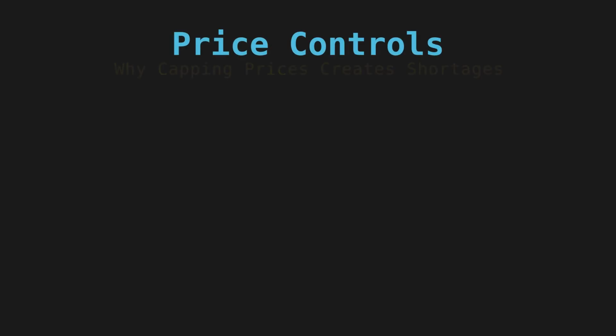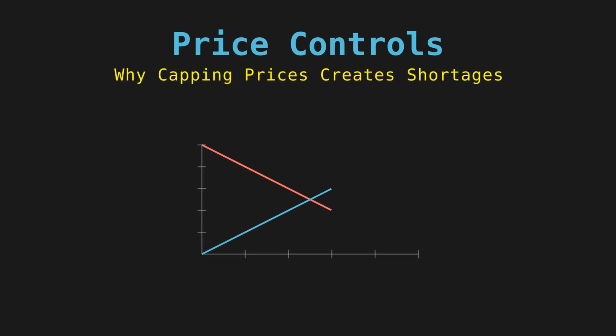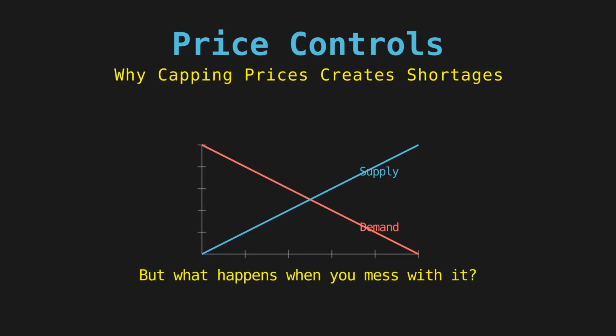You've seen this graph. Supply and demand crossing in an X. It's the most famous picture in economics. But here's what nobody tells you. That X is a prediction machine. And when a government overrides it with rent control, a minimum wage, or a gas price cap, the math doesn't disappear. It just shows up somewhere else.